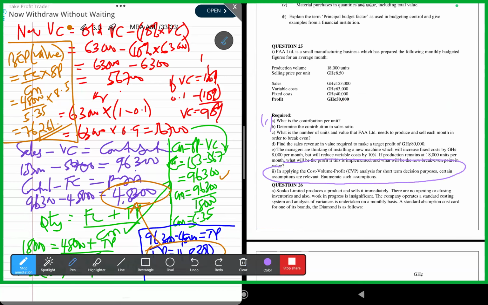In applying the cost volume profit analysis for short-term decisions, as I said, it's always decision making. Certain assumptions are relevant. Enumerate such assumptions. Here they didn't say them, but in an example they could say state 5. Then you go by what we did. One, the cost. You first start with the cost.